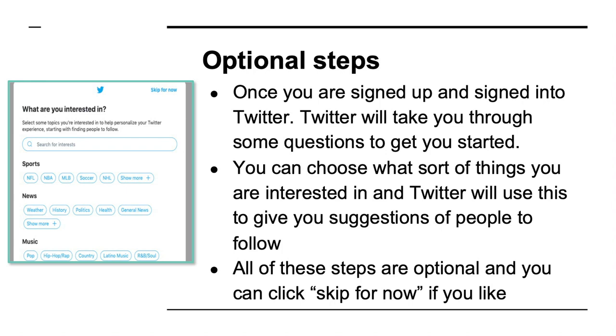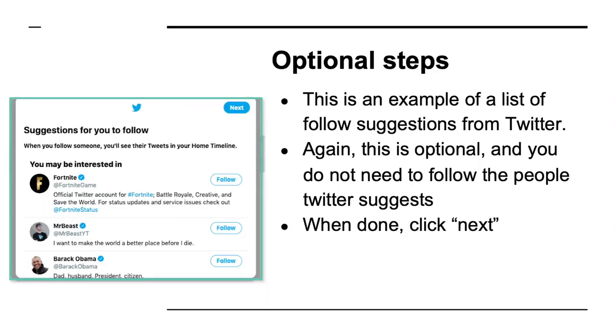Next, it will have some optional steps that are not required at all. So once you are signed up and signed into Twitter, Twitter will take you through some questions to get you started. You can choose what sort of things you are interested in, and Twitter will use these to give you suggestions of people to follow. So some examples are if you're interested in sports like the NFL, NBA, soccer, then news like weather, history, politics, and then music. So if you like pop or country music, you can click any of these interests and it will next ask you for who you want to follow. And all of these steps are, of course, optional, and you can click skip for now if you'd like. Next up is another optional step, and this is following people, and Twitter gives you a suggested list of people you may want to follow, like Fortnite. Again, this is optional, and you do not need to follow the people Twitter suggests. When you are done, click next.